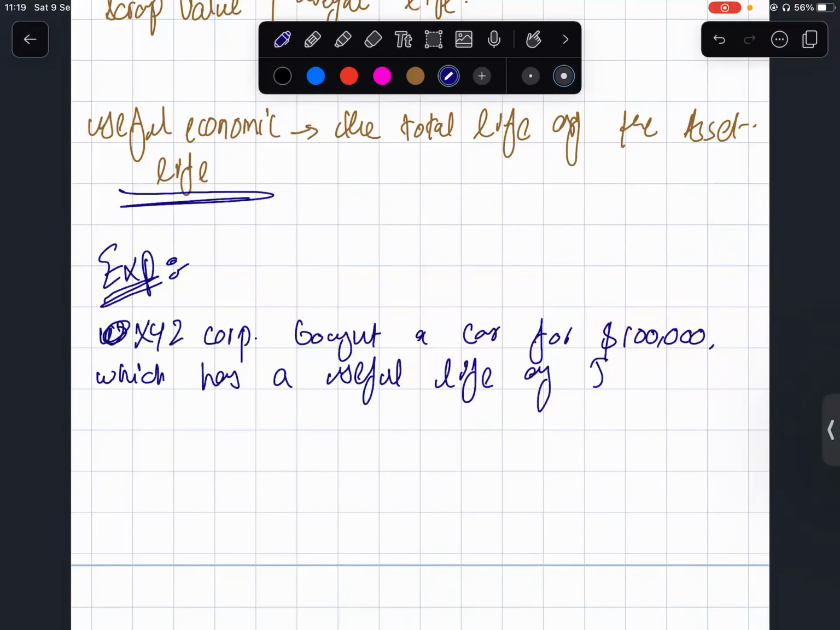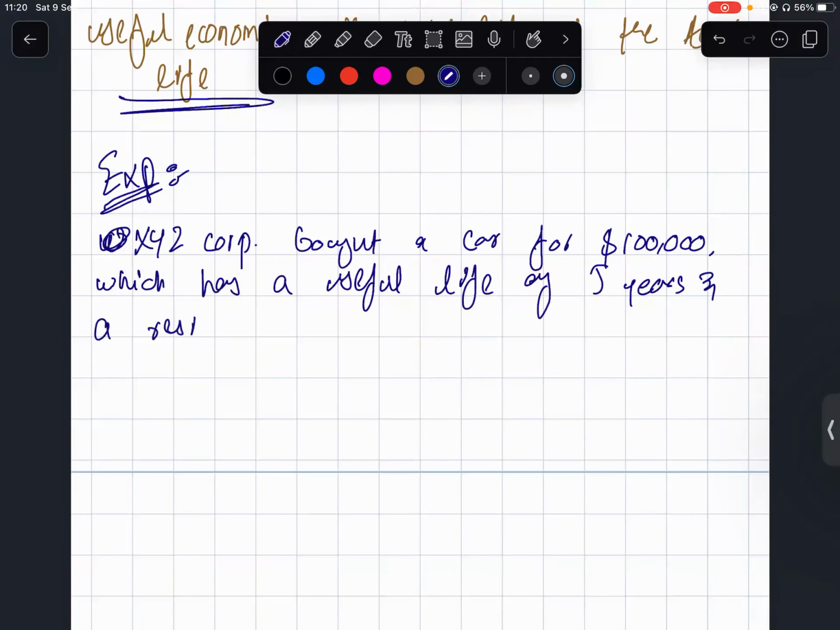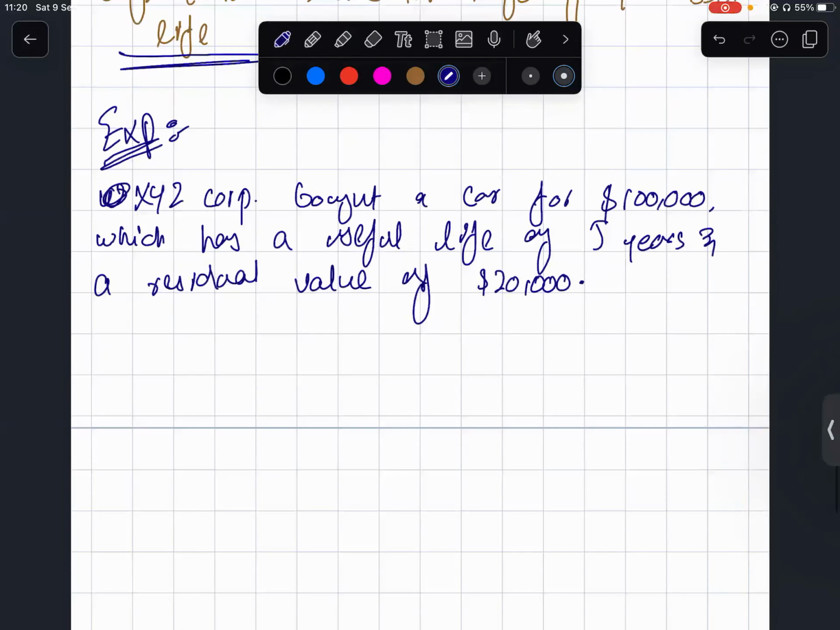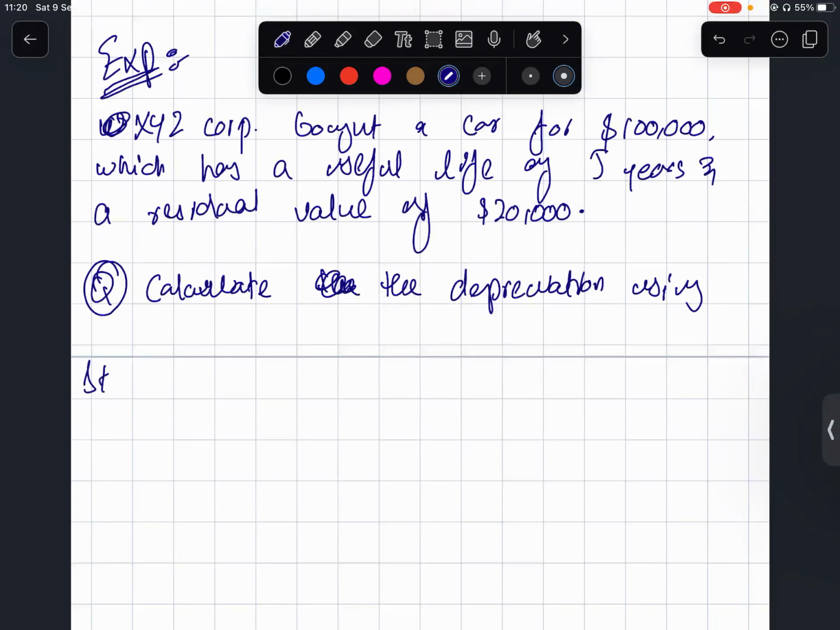Okay, so XYZ Corp bought a car for $100,000, which has a useful life of 5 years, and a residual value of, let's say, $20,000. And your question is, let's just start with the basic one. Calculate the depreciation using straight line method.